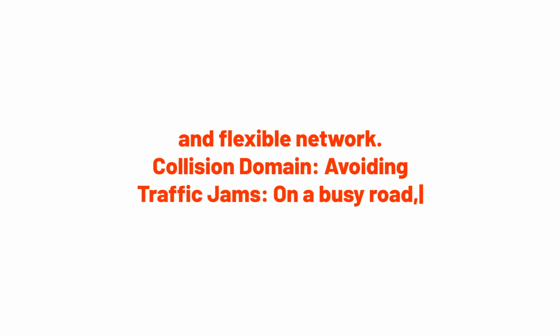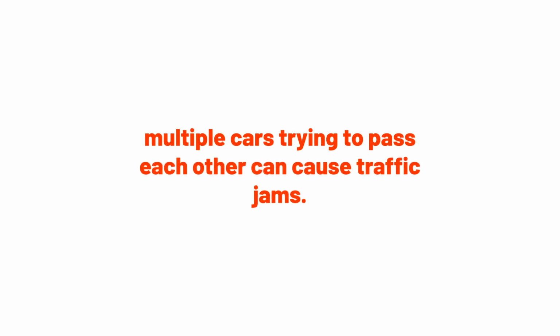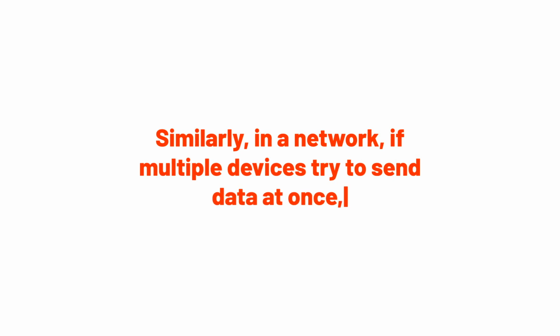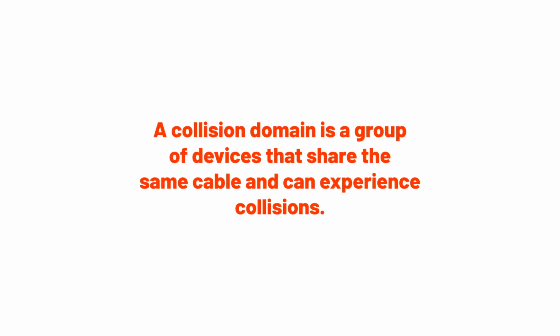Collision domain. Avoiding traffic jams. On a busy road, multiple cars trying to pass each other can cause traffic jams. Similarly, in a network, if multiple devices try to send data at once, it can lead to collisions, corrupted data. A collision domain is a group of devices that share the same cable and can experience collisions.